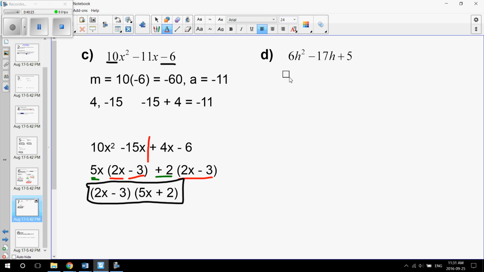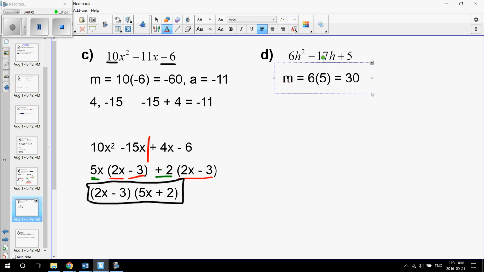Now, some of you might have been a little afraid because there's H's in there instead of X's. It works exactly the same way. There's no difference. The only difference is that instead of writing X's, we write H's. So pull out your multiply value. We have our 6 from out front and our plus 5 from out back.